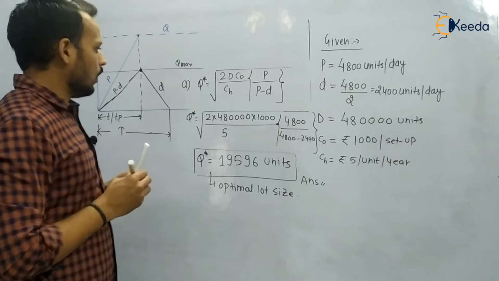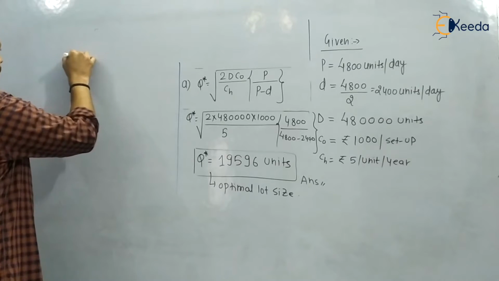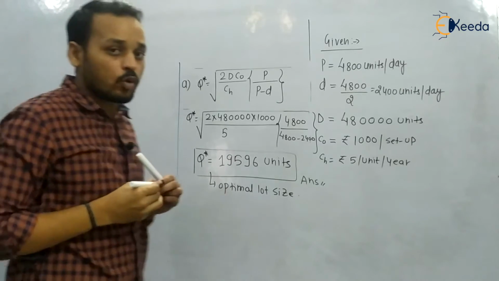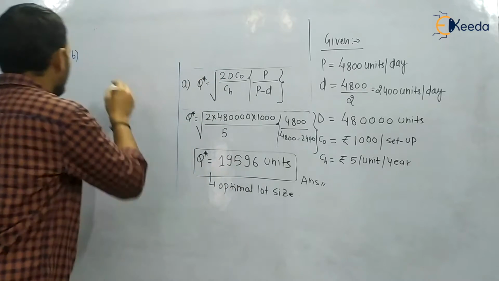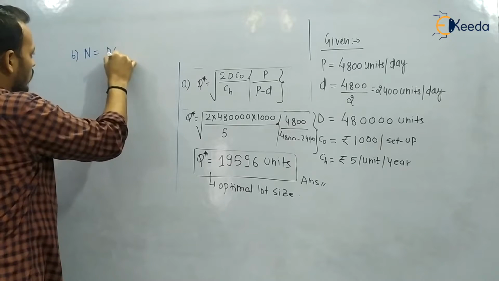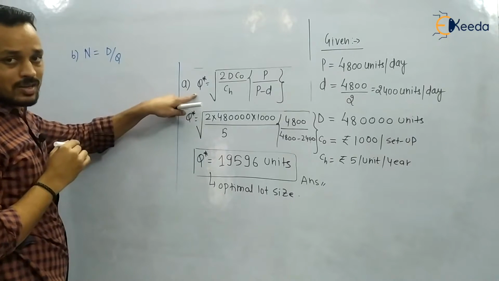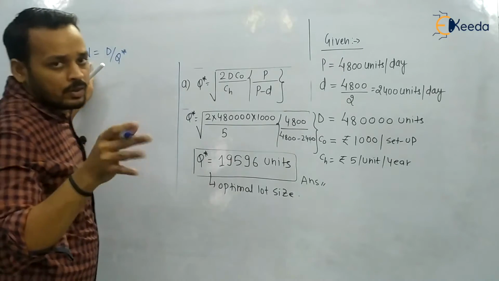Okay, now the second. Now for B, they are asking what should be the optimum production run per year. So they're basically asking the number of orders. Okay, number of orders, that is n equals d by q. Here q is q star. So it is optimum production run.